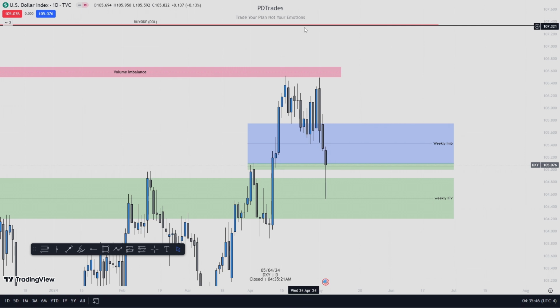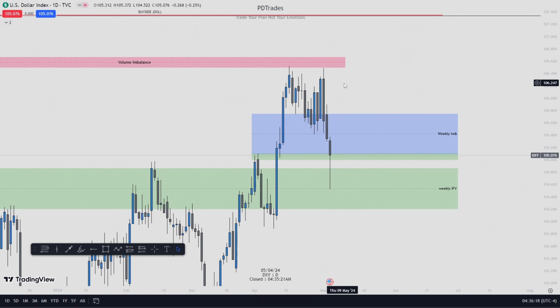So the market went inside this weekly inversion fair value gap and closed. This is the breaker, right? And the body closed inside the breaker. You see that? So for me, I'm anticipating to see the dollar being bullish from next week. That's how I see the market being.